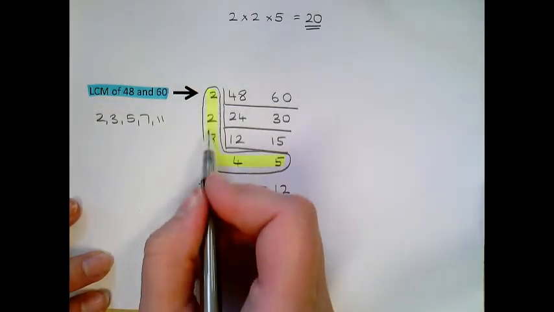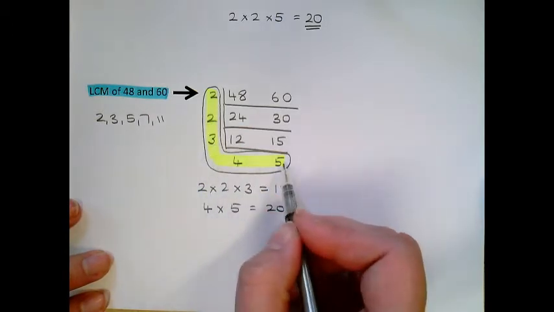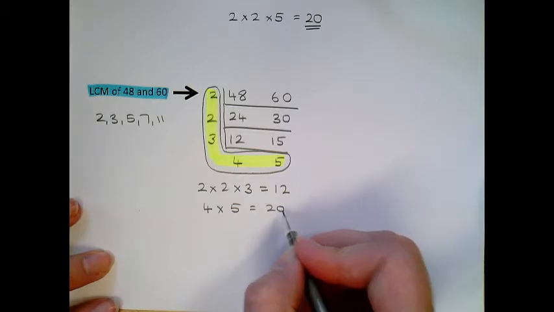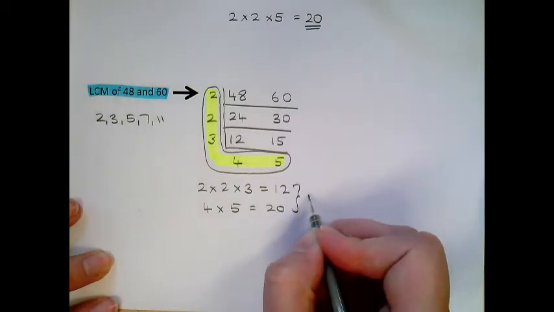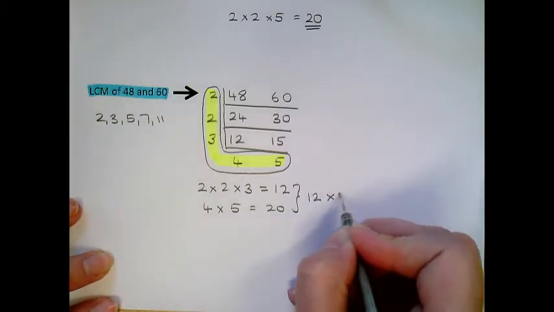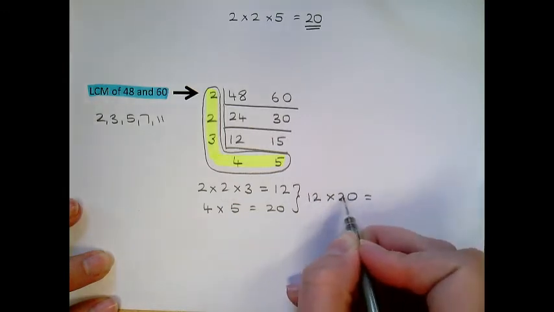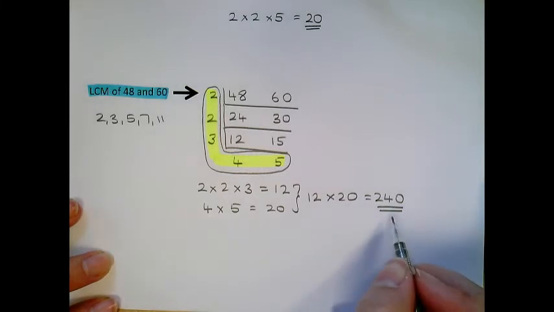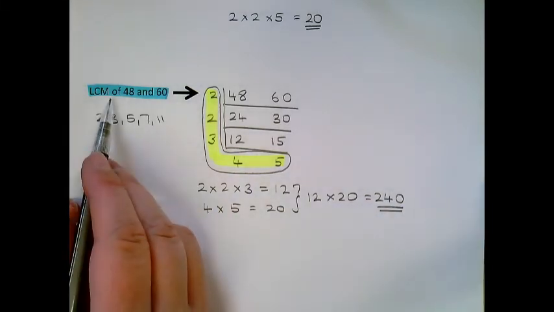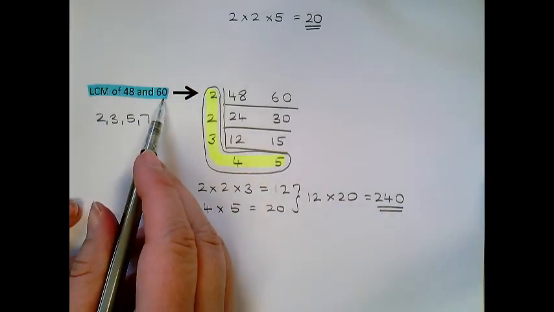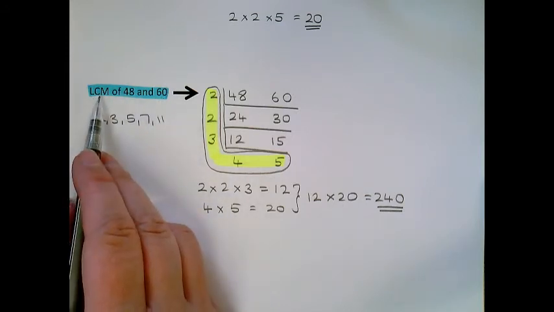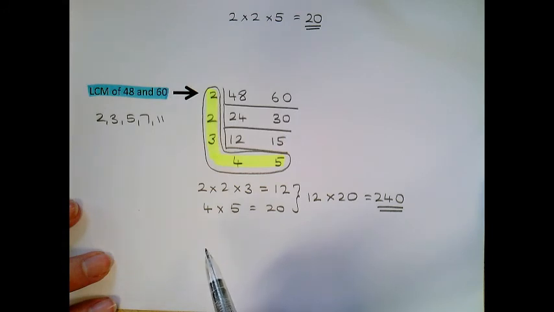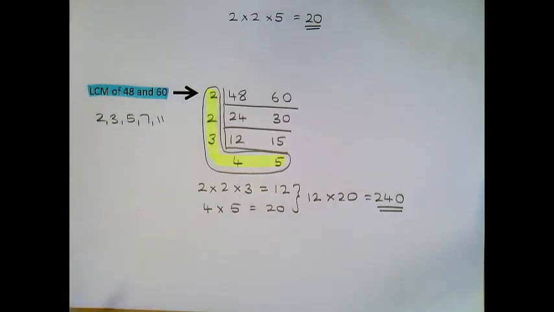I would normally multiply the ones down the side together first and then the ones along the bottom together. And then we're multiplying 12 by 20. So multiplying those two together then, 12 times 20, do 12 times 2 is 24, and then stick the naught in the end. So 240 is the lowest common multiple of 48 and 60. It's the lowest number that they have in common as a multiple, or the smallest number that's in both their times tables. Okay, that's the end of that video.